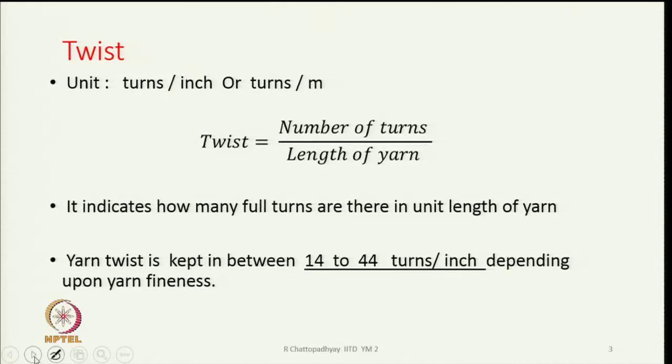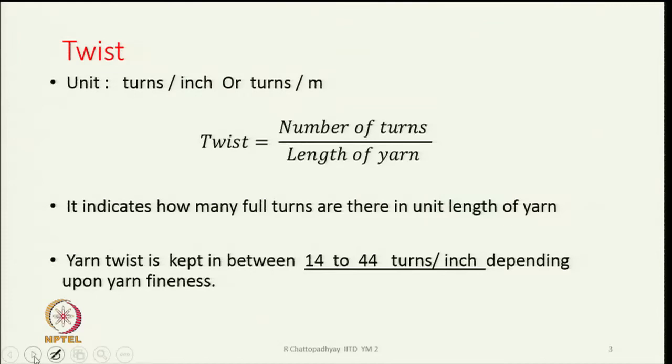If we count the number of full turns in a given length, and then divide that figure by the length of the yarn segment we have chosen, the ratio of these two will give you twist, and the unit will be turns per inch, or if we express it in terms of meter, it could be turns per meter. It basically indicates how many full turns there are in a unit length of yarn.